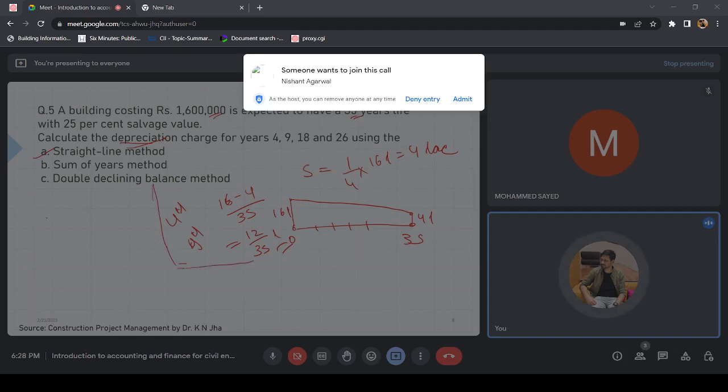So the formula here is (n minus t plus 1) divided by sigma n, into (p minus s). What is happening in this case is that we are making the equipment depreciate faster in the initial years and slower in the later years. So for 35 years, sigma 35 is equal to 35 into 36 by 2, right?